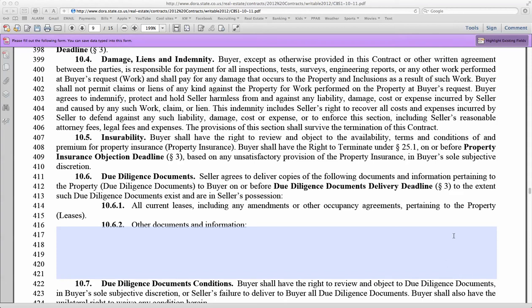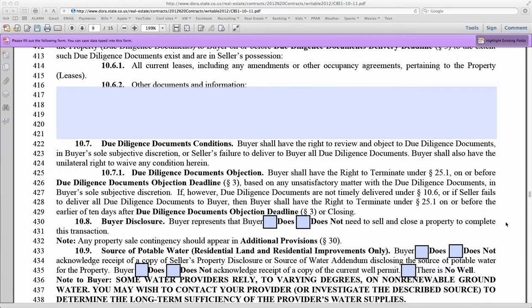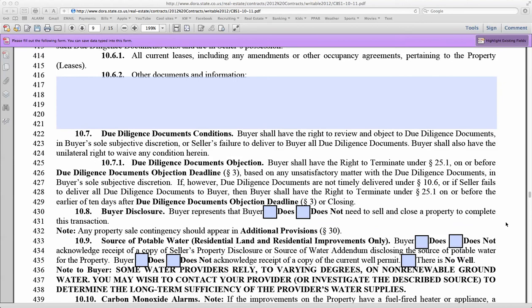Due diligence documents would be anything such as any leases or other agreements, such as easements, that are part of the property. These need to be provided to the buyer by the due diligence deadline. The buyer then has a right to review all of these documents, and if they do have any objections, they must provide them by the objection deadline. If they are not satisfied, the buyer does have the right to terminate.